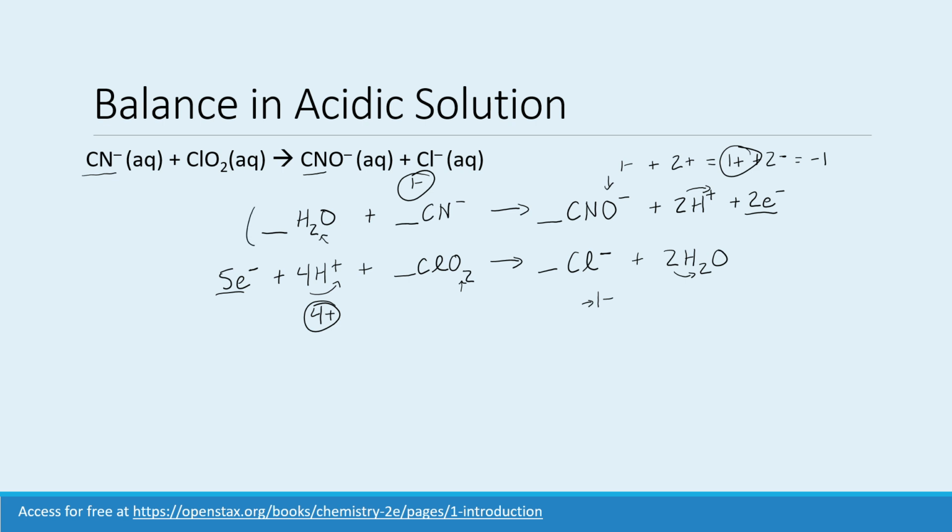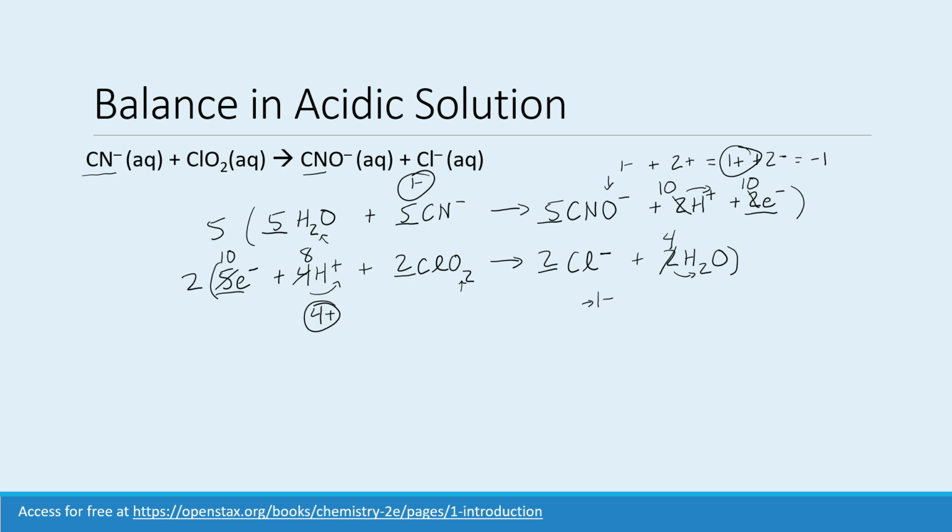That means the first reaction I've got to multiply by 5. And so we've got to distribute that 5 to everything. We get 5 waters, 5 cyanide ions, 5, and then 5 times 2 gives us 10, and then 5 times 2 gives us 10. And then everything on the second reaction we've got to multiply by 2. Okay, so again that becomes 10 electrons, 8 hydrogen ions, and then 2, 2, and 4 water molecules.